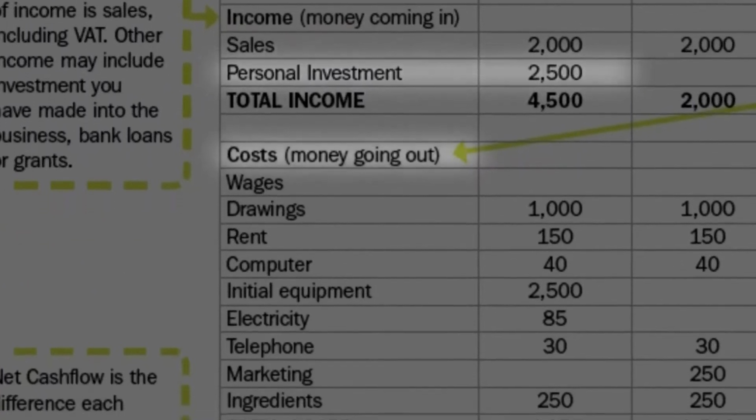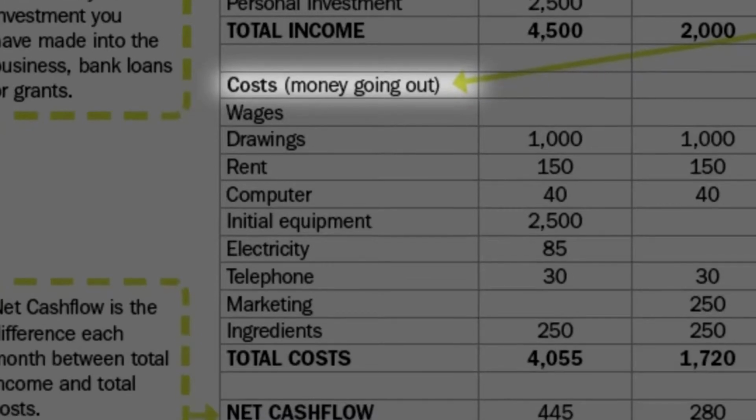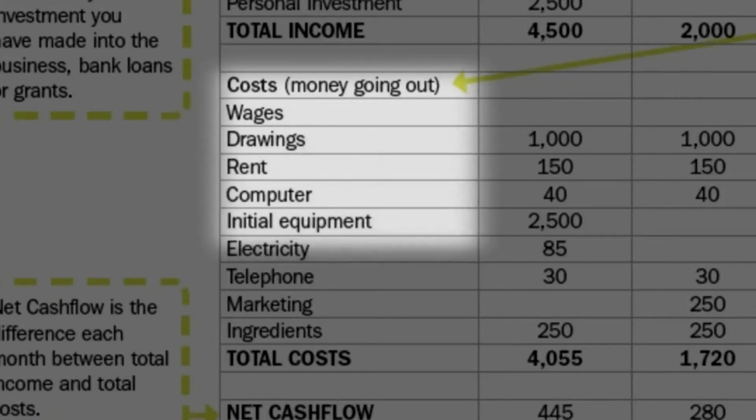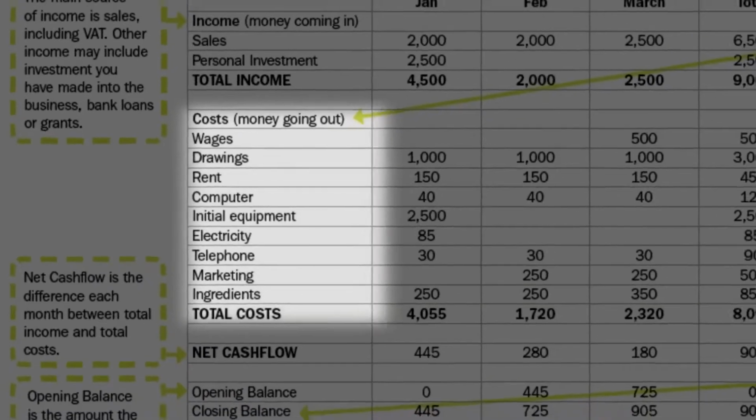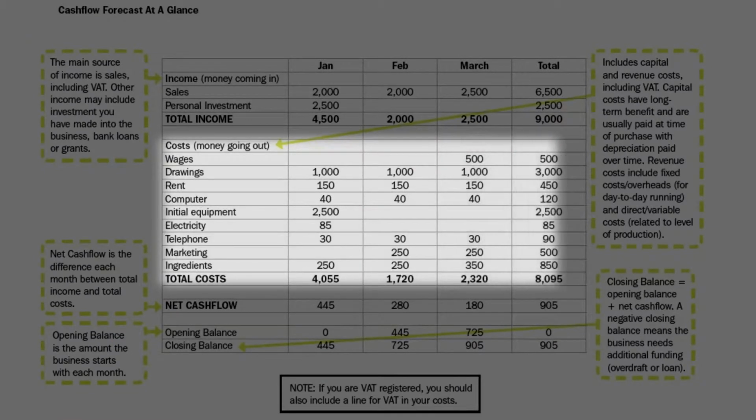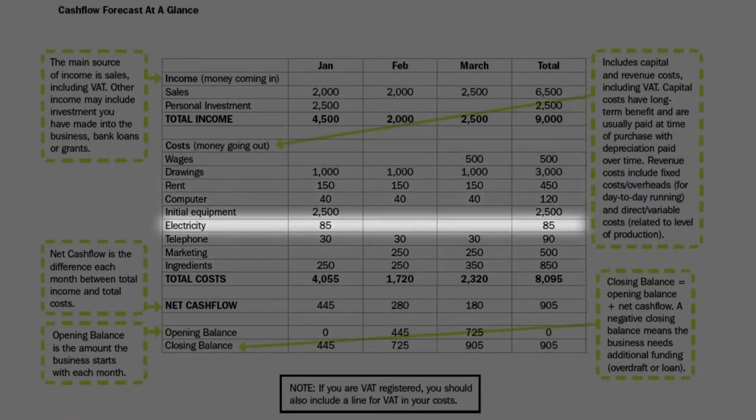The next section of the cash flow is the costs. This is the money going out of the business. You can see a list of different things here, wages and drawings. This is the money you take out of the business for yourself. Rent, the computer, electricity and telephone. For most of these, there is a monthly charge, although the electricity bill is paid quarterly in advance, so appears only in January. There was also an estimate for the equipment that was needed when the business started, as well as ongoing costs for ingredients, so you can make the product.